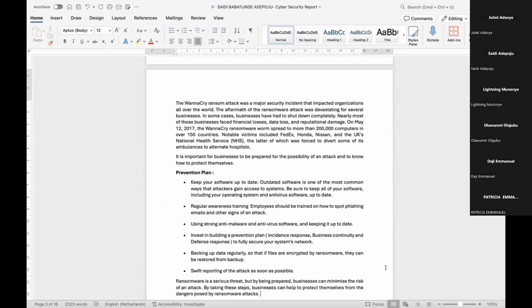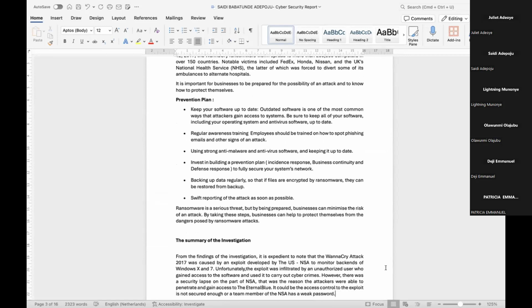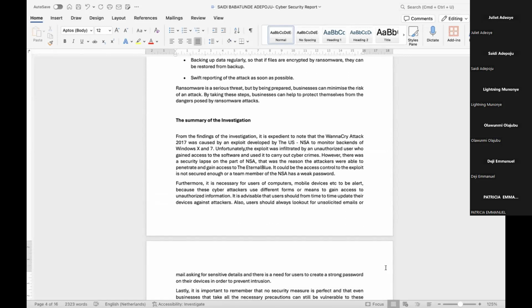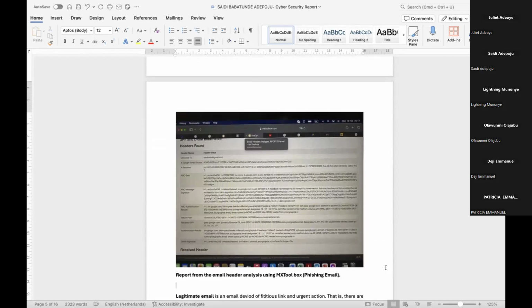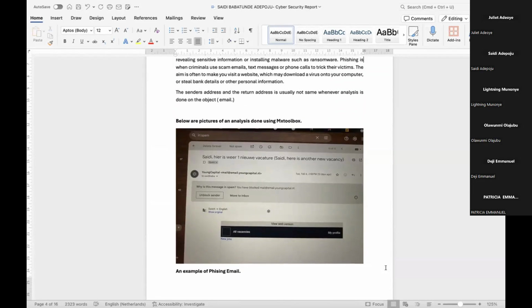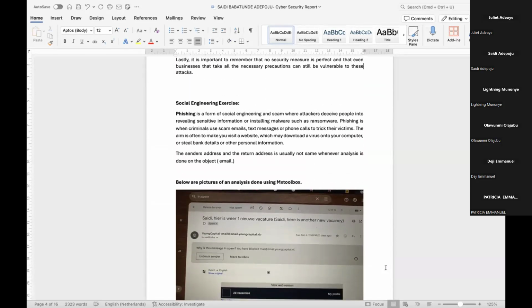The summary of the investigation: the finding is that it is evident that the WannaCry attack was caused by an exploit developed by the US NSA to target backends of Windows XP and Windows 7. Thereafter, we also learned about phishing emails and non-phishing emails, and how to differentiate between them using tools like MX Toolbox.